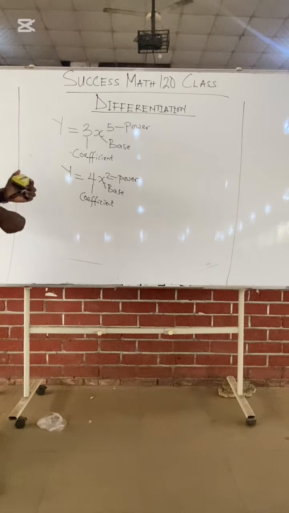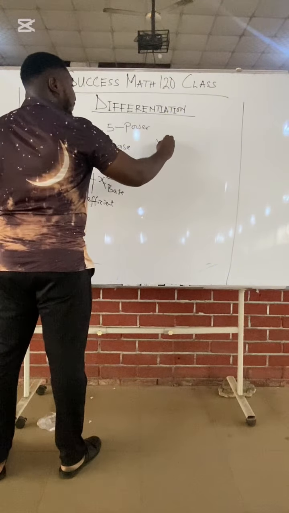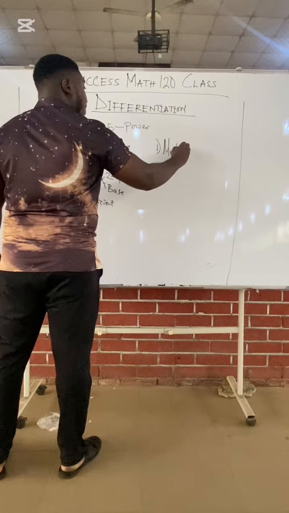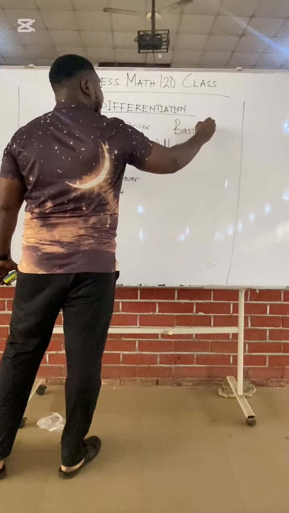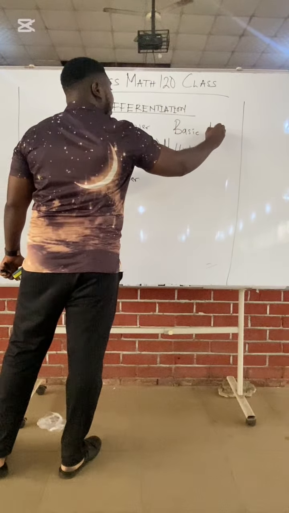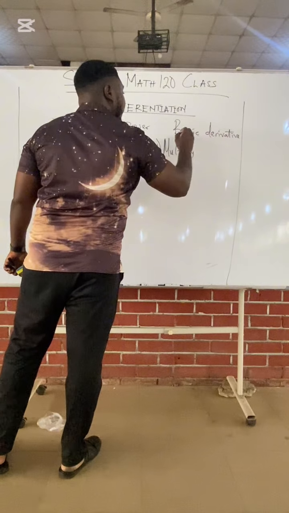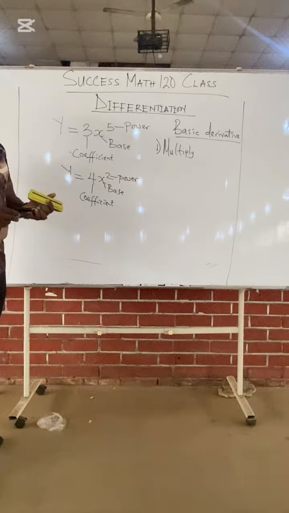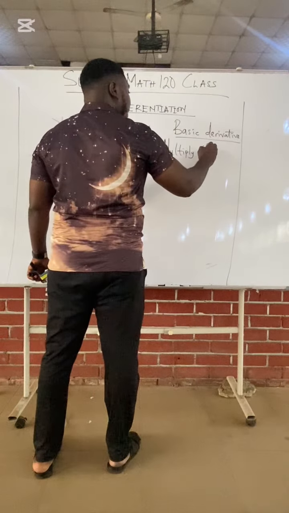Class, when differentiating, first and foremost, you must multiply coefficient and power. Step 1 is to multiply coefficient and power. Class, this one is basic differentiation. That's simple differentiation. Let's call it basic derivative. Class, another name for differentiation is derivative. Basic derivative rule. Step 1, multiply coefficient and power.